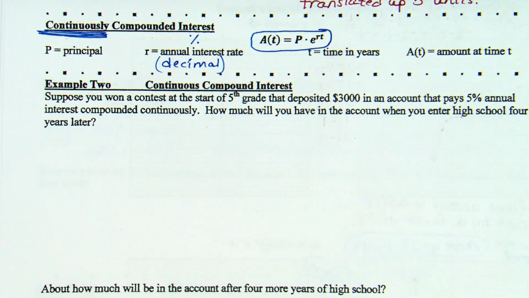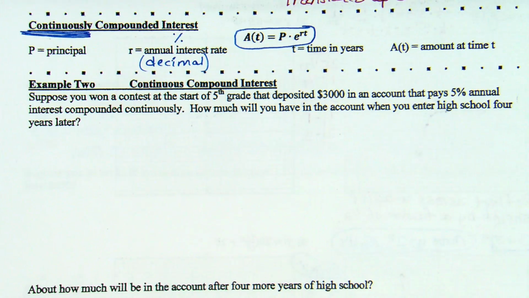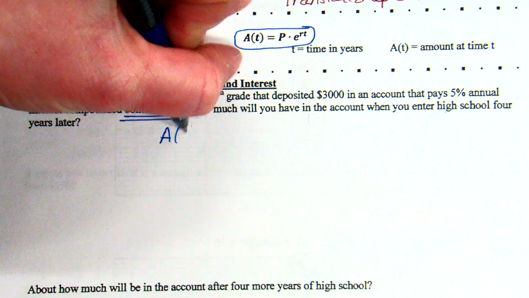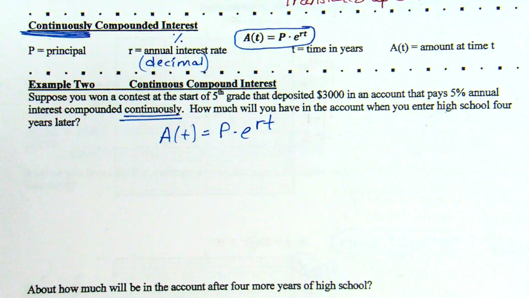Suppose you won a contest at the start of fifth grade that deposited $3,000 in an account that pays 5% annual interest compounded continuously. How much will you have in the account when you enter high school 4 years later? So compounded continuously tells me I'm using what formula? A of T equals P times E to the RT. So, if you would, identify important pieces in this equation for me.